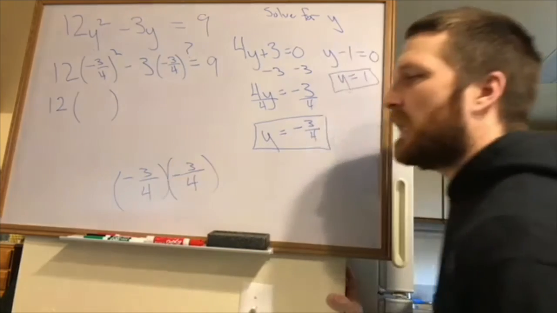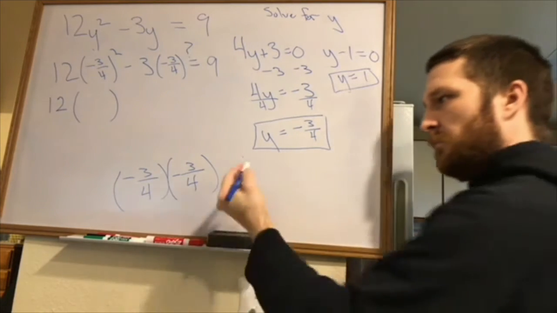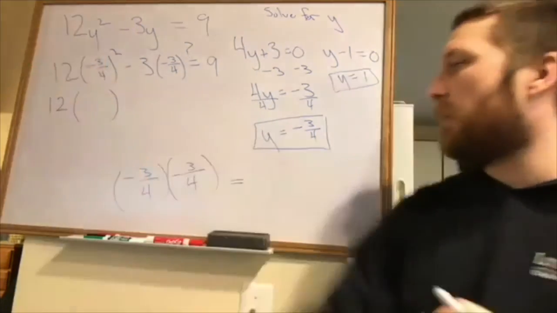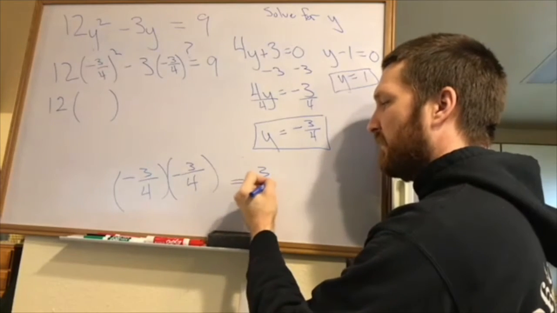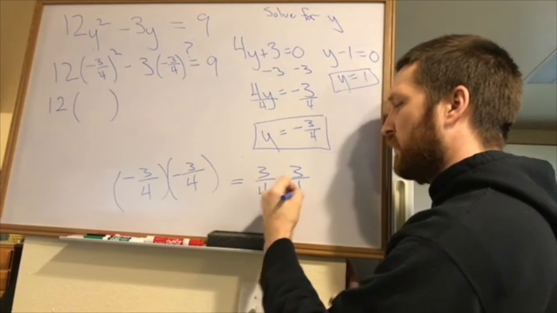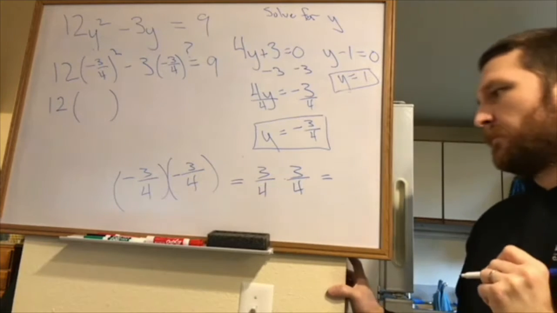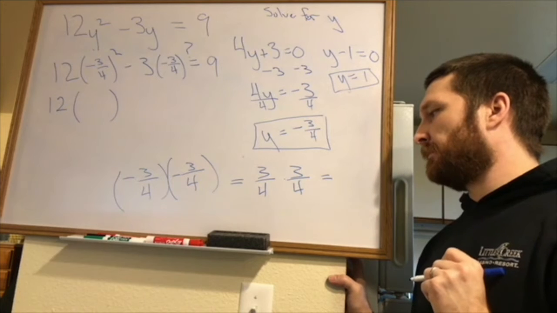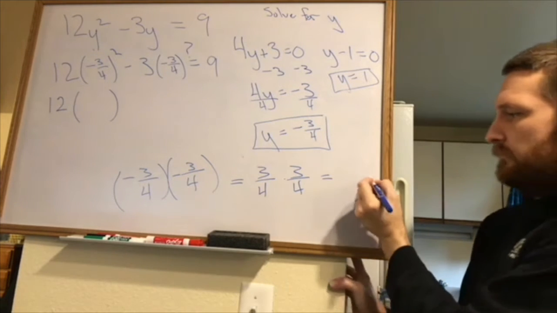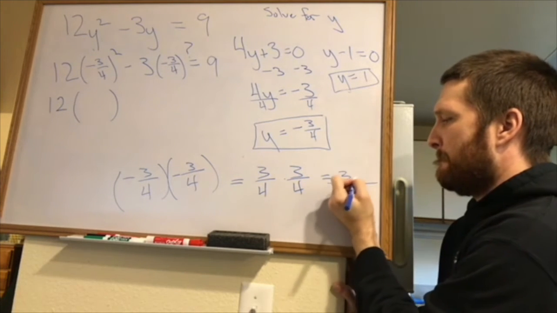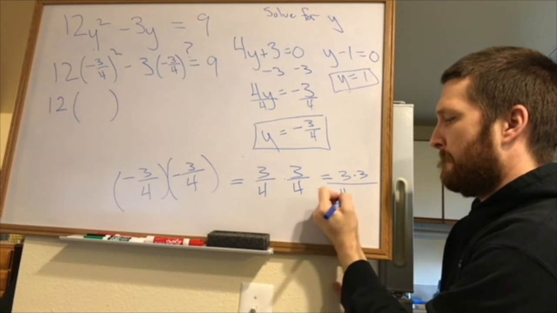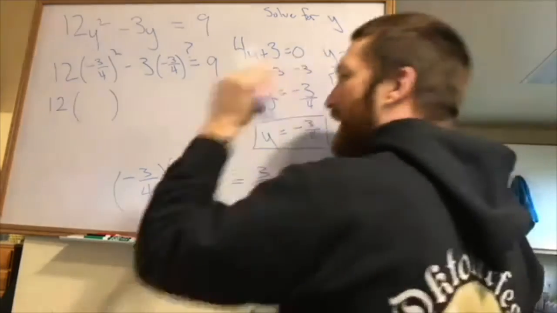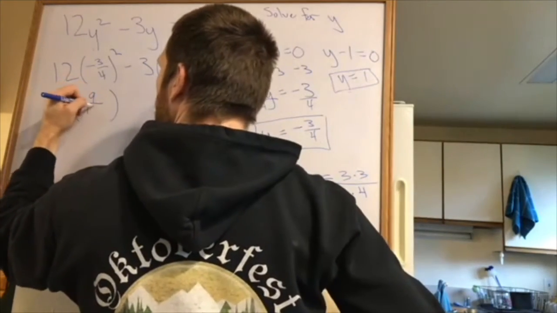First off, what's a negative times a negative? A positive. So I know that in the end, that should be a positive number. And so in other words, I have 3/4 times 3/4. So what is that? Hmm, 9/16. Yes. 9/16.